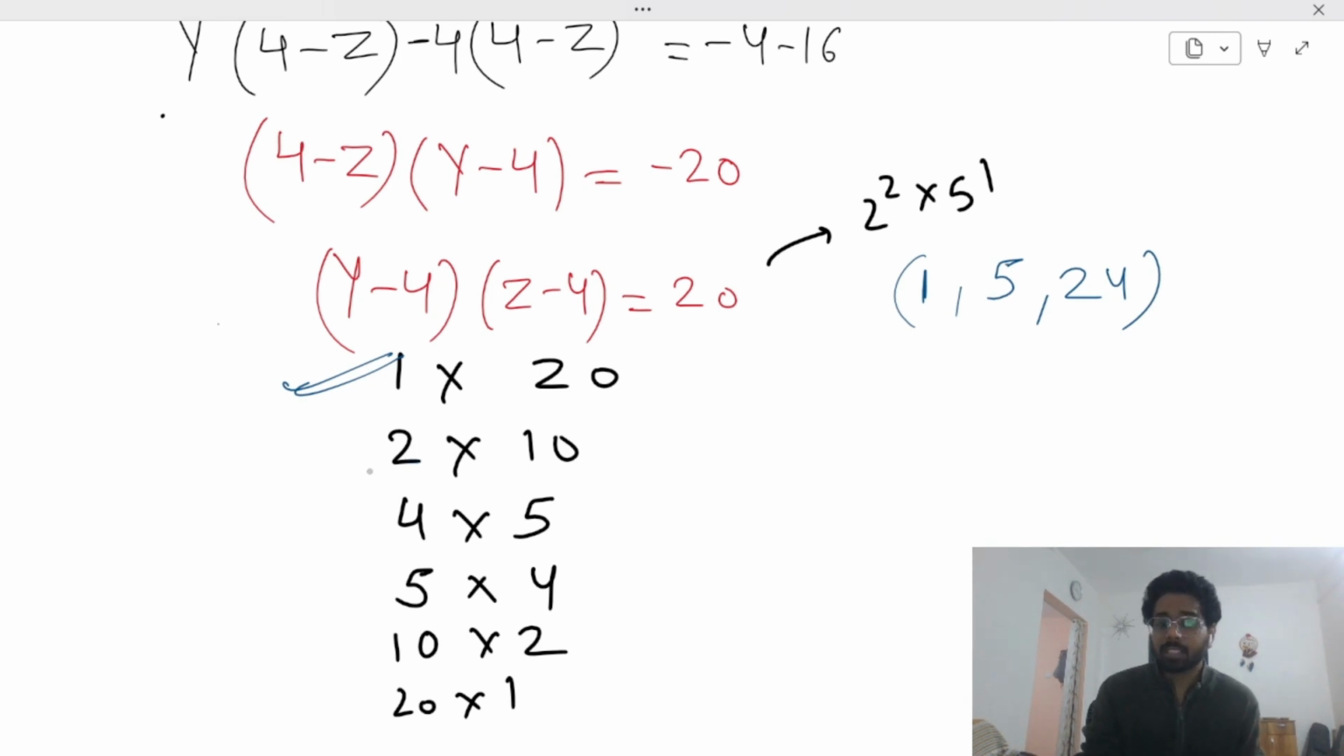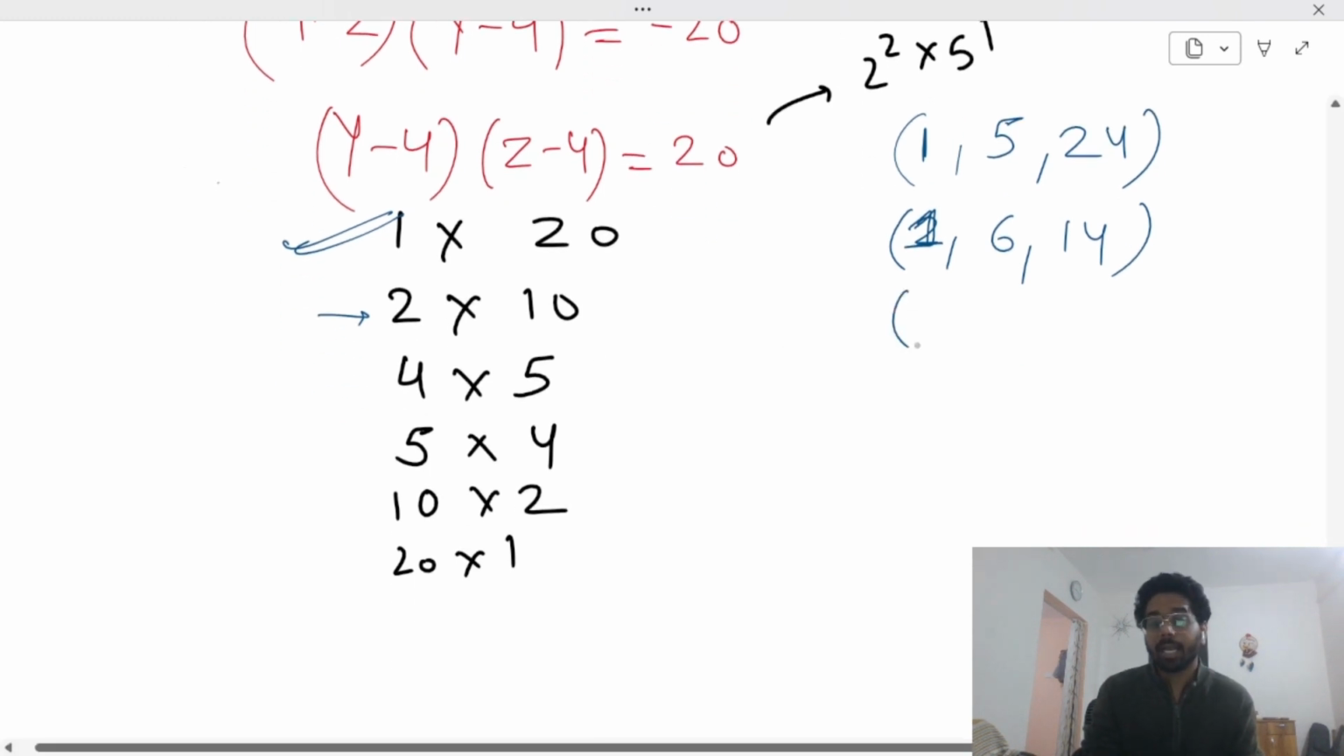If y minus 4 is equal to 2, then capital Y is equal to 6, and capital Z is equal to 14 when x is equal to 2. Okay, I hope it is clear. Sorry, x is equal to 1, my mistake, because we are solving all this for the case x equals 1.